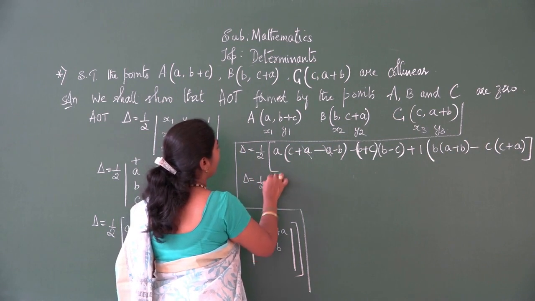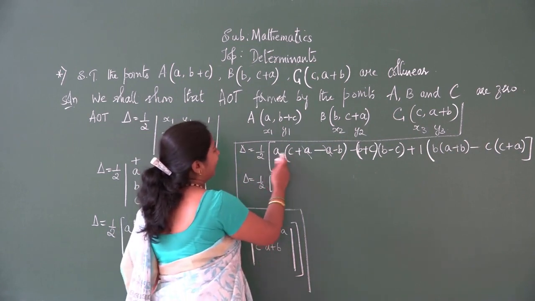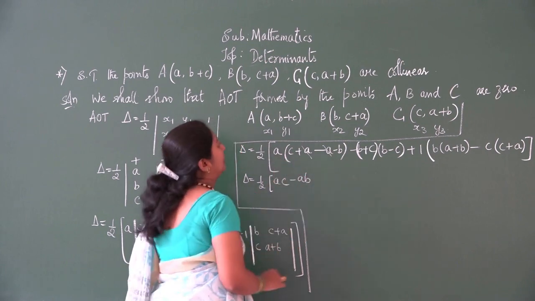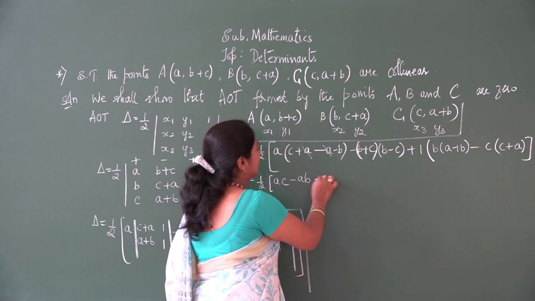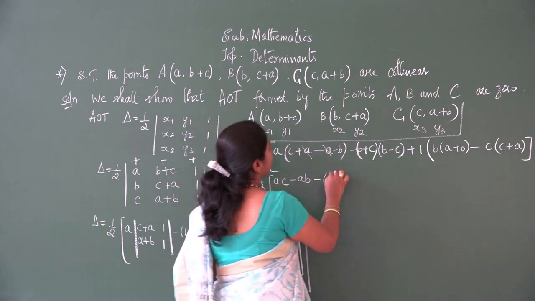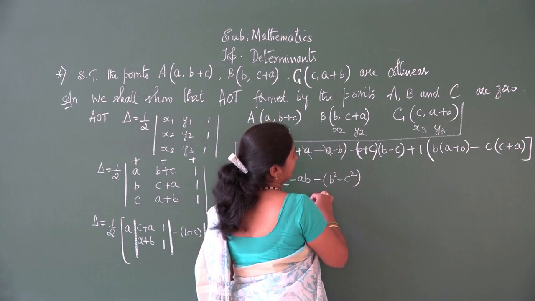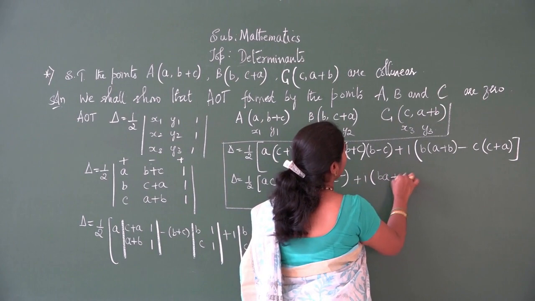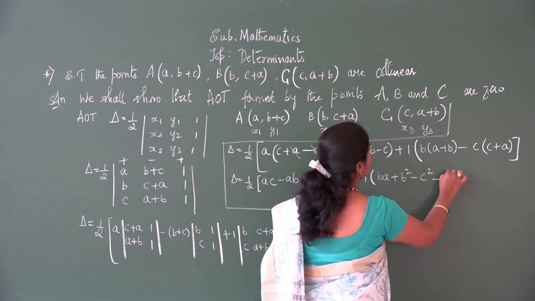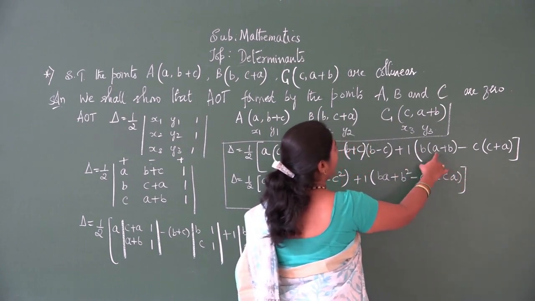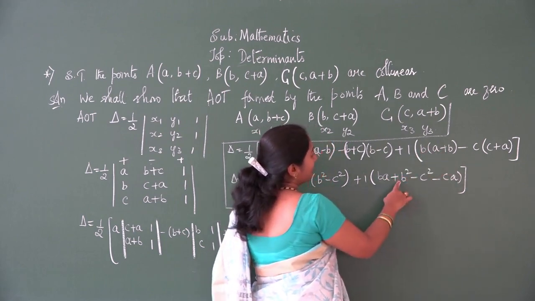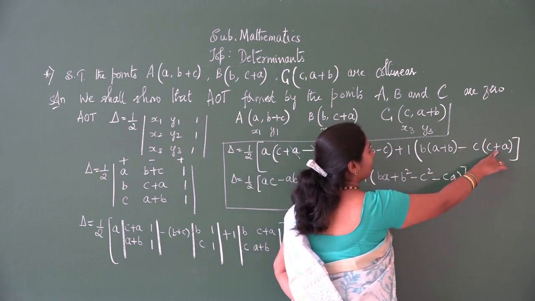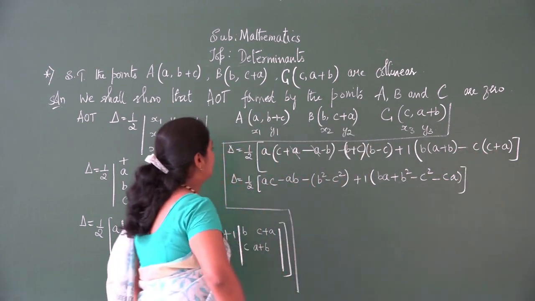Delta is equal to half into, you can directly multiply A into C, AC, A into minus B, minus AB. Similarly, minus sign as it is, B plus C into B minus C can be written as B square minus C square, plus 1 into BA plus B square minus C square minus CA. B into A, BA, B into B, B square, minus C into C, minus C square, minus into plus will become minus C into A will be minus CA.